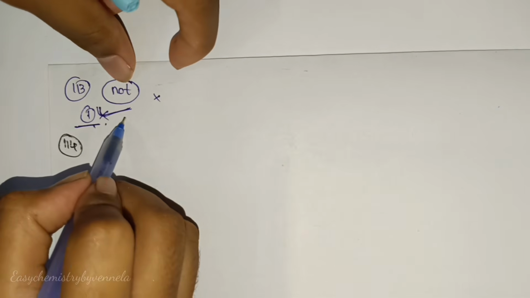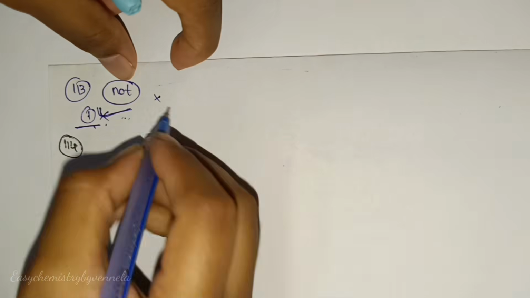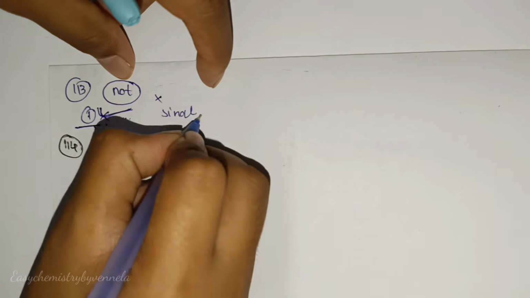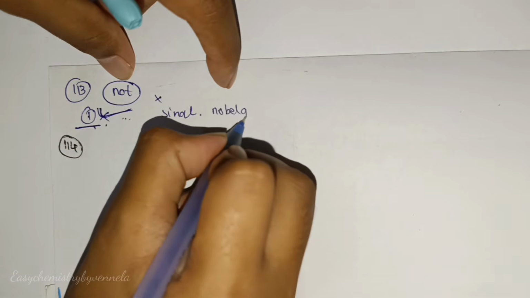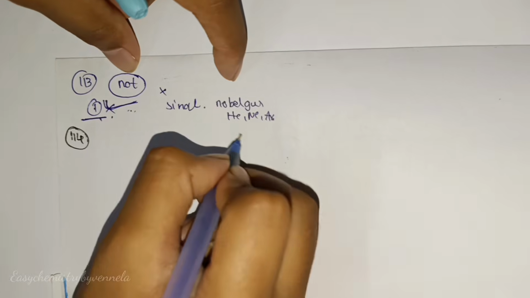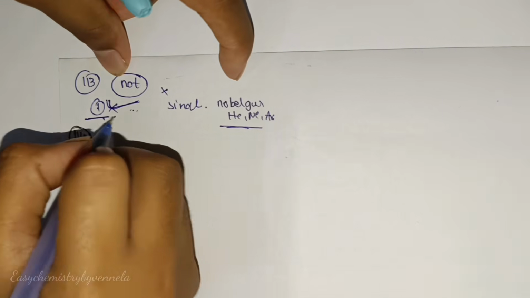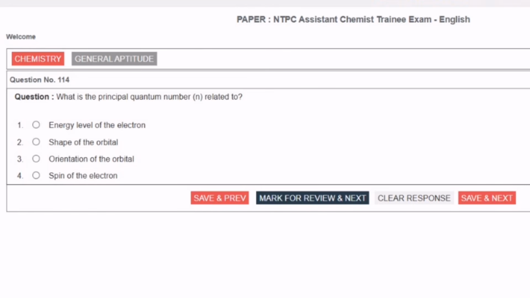Here atoms do not always combine to form molecules. Some elements exist as single, independent atoms, especially noble gases such as helium, neon, argon. That is why statement 1 is wrong. So the correct option is the first one. Next question. What is the principal quantum number related to? This is also a repeated question. Which one? Energy level of electron. First option is the correct one.